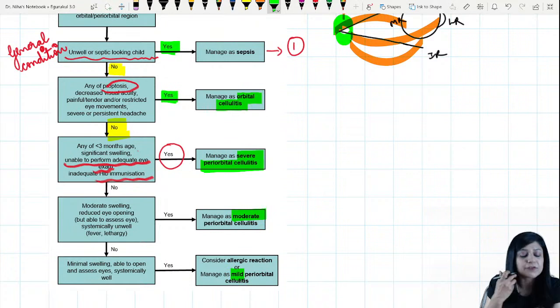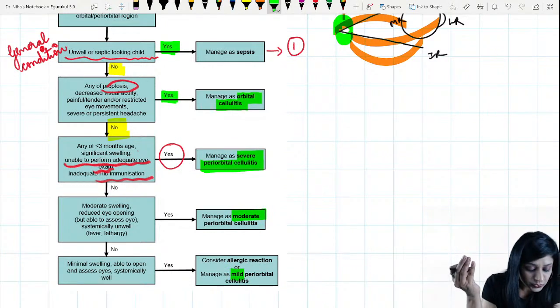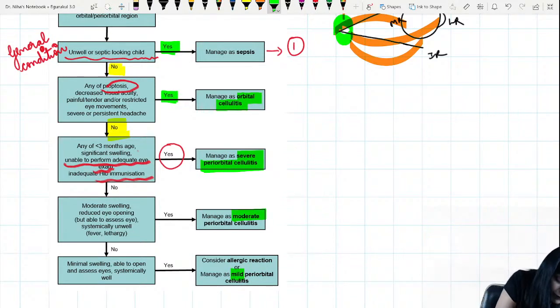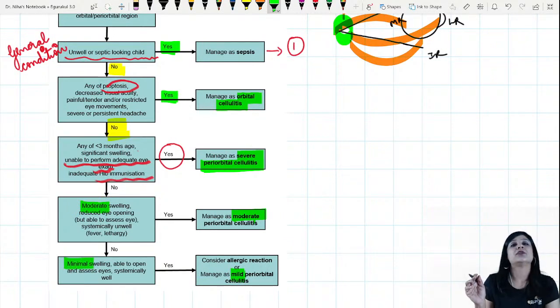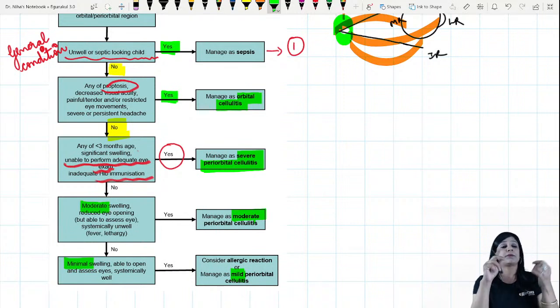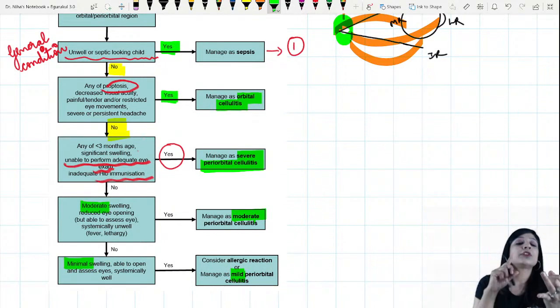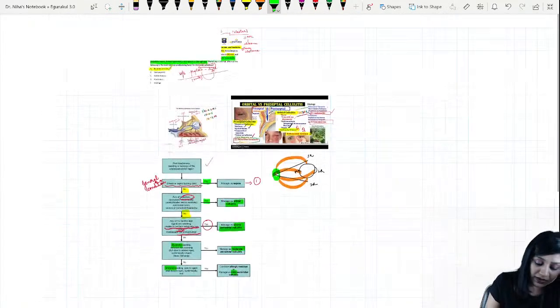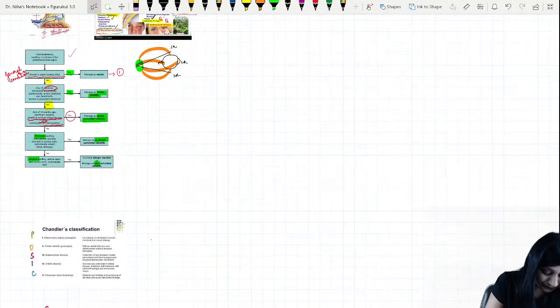So what are the things? If you have severe swelling, if you have inadequate immunization, then it is severe. While if you have moderate swelling, then it is moderate cellulitis. If you have minimal swelling, then it is minimal cellulitis. Okay? So how to make the diagnosis of cellulitis, how to differentiate between preseptal and septal cellulitis, how to differentiate between mild, moderate and severe, that is also done. Okay? Now coming to the next thing.